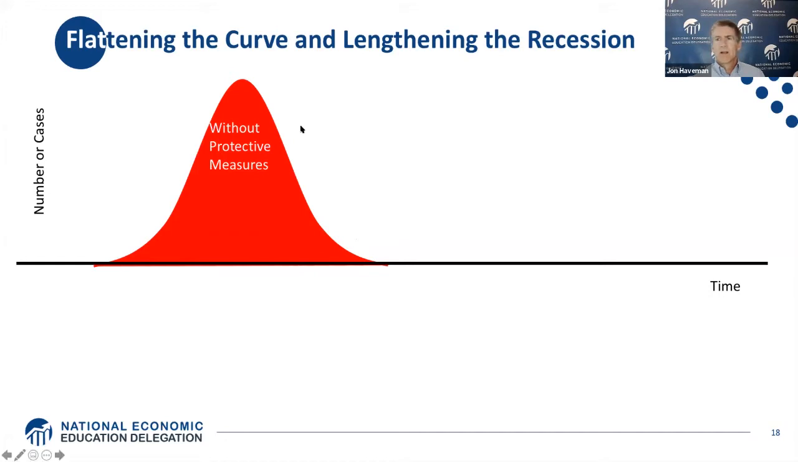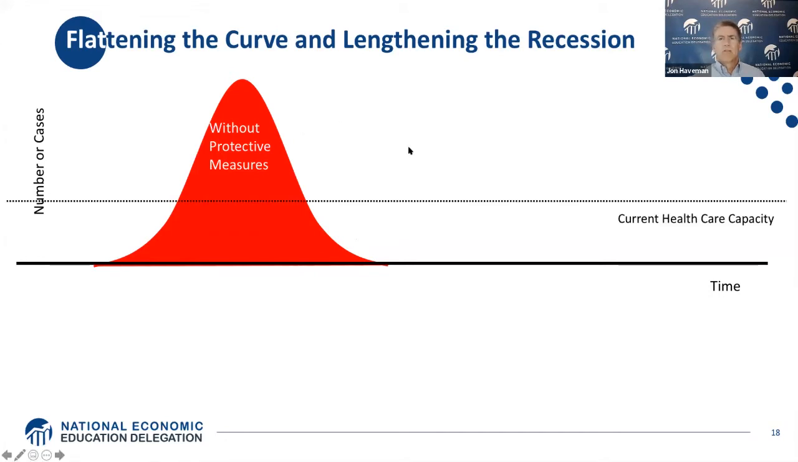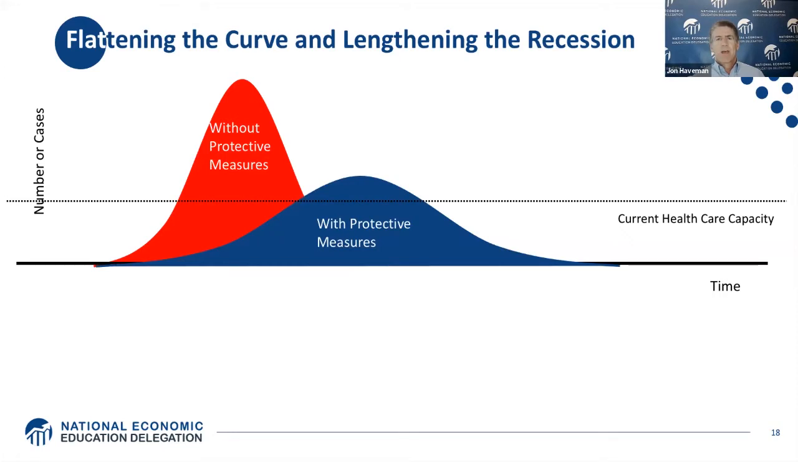The problem with letting that happen is that we've got a healthcare capacity, which is somewhere there. And this peak up here is well above that, which means that a lot of people aren't going to get healthcare, and a lot more folks will die than need to. So we want to flatten the curve, push down on the top of that, which pushes things out in time, and we get a peak that's somewhere here. And I've drawn this as being above the dotted line, our pre-COVID healthcare capacity, because what we're also doing is buying time.